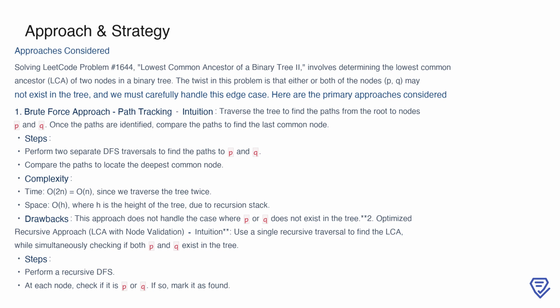While this method operates within O(n) time complexity, as it requires two tree traversals and O(h) space complexity for the recursion stack, it has a major drawback. It doesn't account for the case where one or both nodes are absent from the tree. A more robust alternative, the optimized recursive approach, tackles the problem in a single traversal. This method not only finds the LCA but also verifies whether P and Q actually exist in the tree, making it a more comprehensive solution.